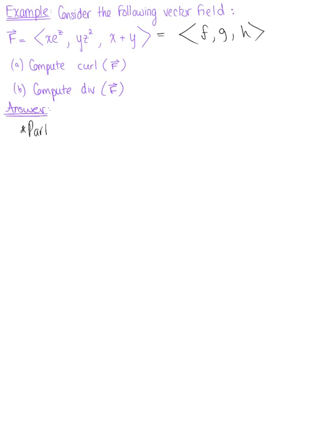And then in part A, we are looking for the curl of this vector field. Let's recall that the curl of a vector field in R3 is defined as the cross product of the gradient with your vector field. So if we put this into our 3 by 3 matrix, we have i hat, j hat, k hat, d dx, d dy, d dz. These are the components of the gradient, and then our vector field is f, g, h.